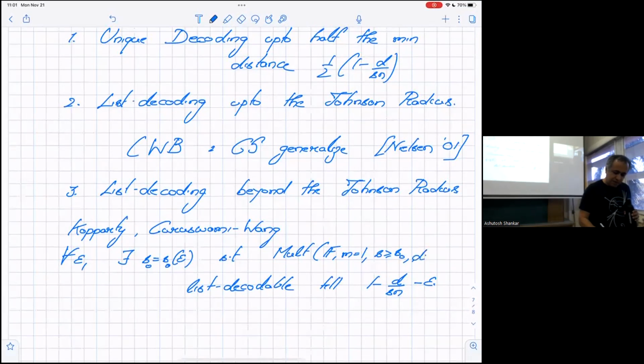The D parameter, that's the number of evaluations, that will get you this list decodability.